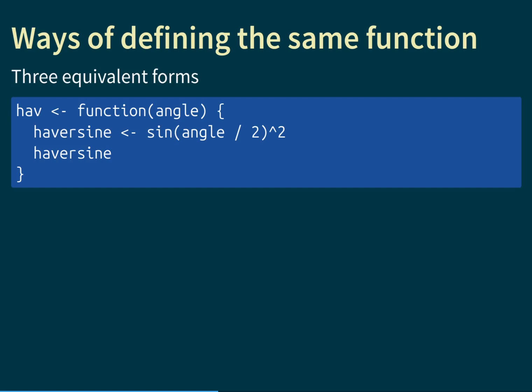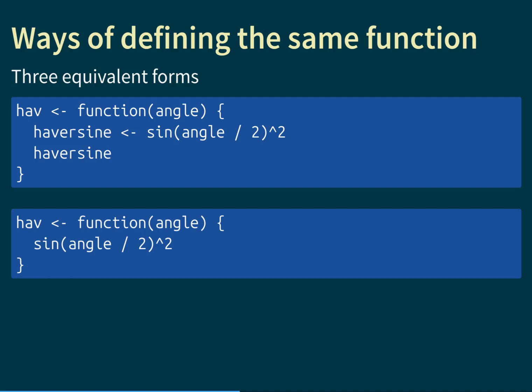We can actually, using the form that we've just written, that's what's at the top, argue that why go through the trouble of defining this variable haversine? After all, if the final expression in the body of the function is what's returned, then I don't really need to define it. I can just write in the sine of angle divided by 2 squared. That's an expression that evaluates to something. And because it happens to be the last expression in the body of a function, it will be the thing that is returned. So this is completely equivalent to the slightly longer form above.